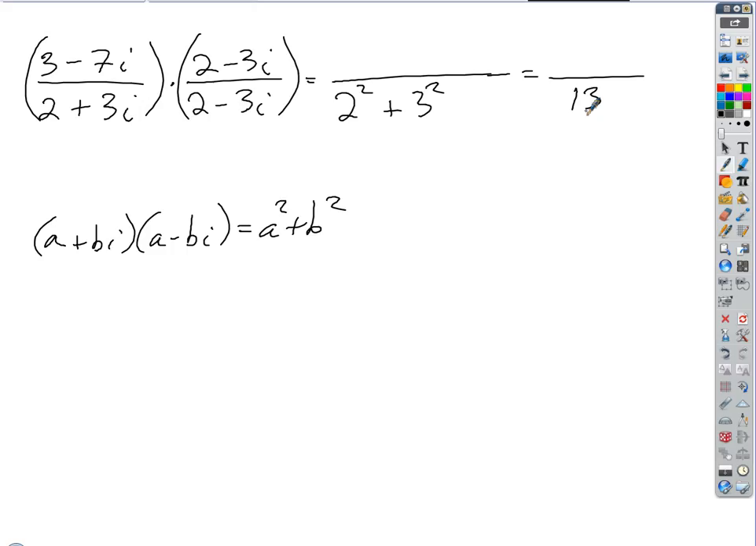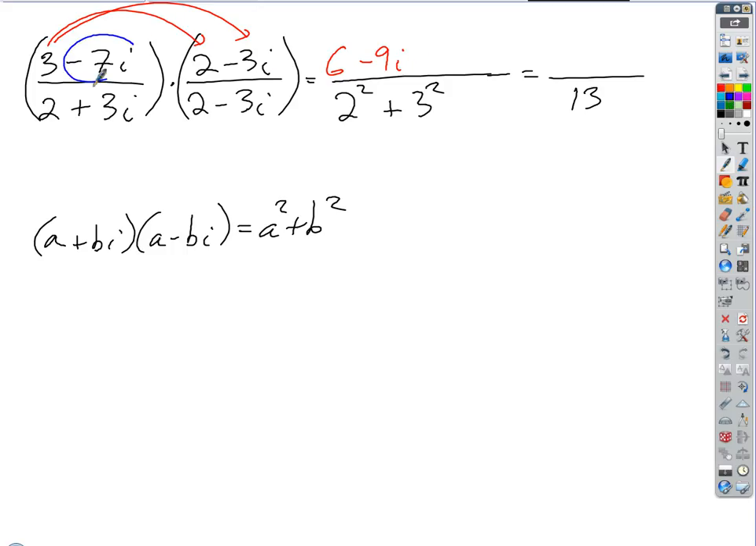Top, we'd have to do a little work. If we distribute on the top, what are we gonna get here on the top? Let's see, Mallory, if I distribute the 3, what 2 terms do I get? 6 minus 9i. Good. Okay. All right.